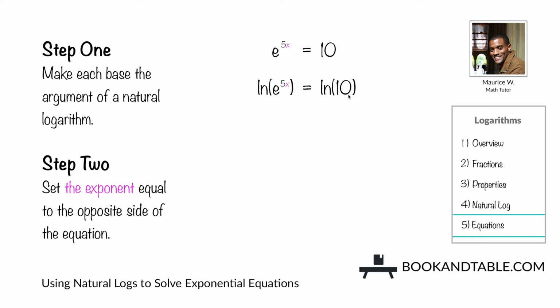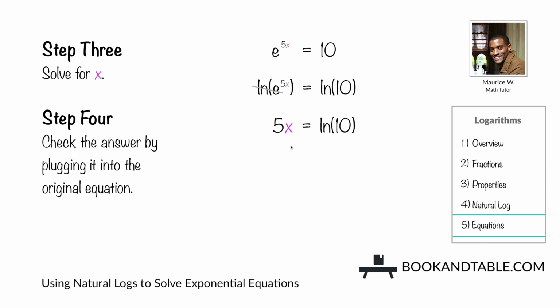The natural log and this base e cancel each other out, which allows us to set the exponent 5x equal to the opposite side of the equation, giving us 5x is equal to the natural log of 10. And now we can solve for x. So we'll divide both sides by 5, showing us that x is equal to the natural log of 10 divided by 5. And if you plug this into your calculator, you'll find that x is equal to 0.46.